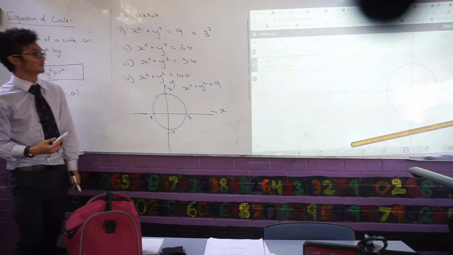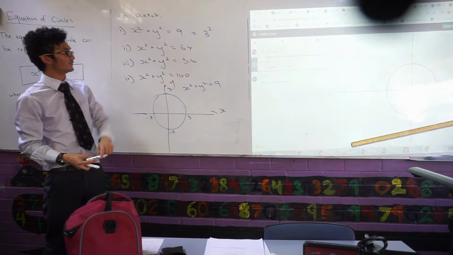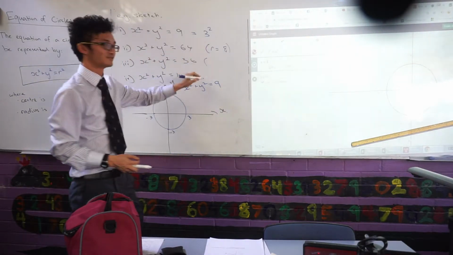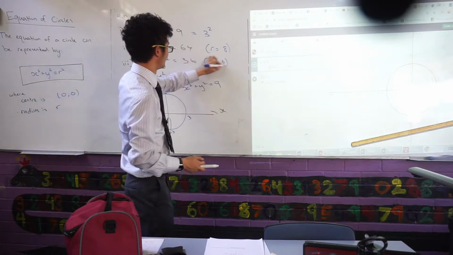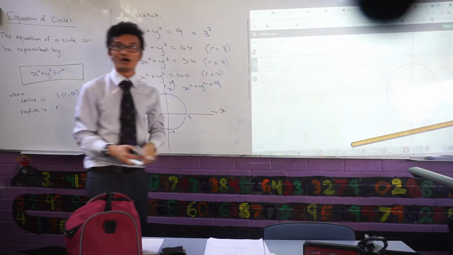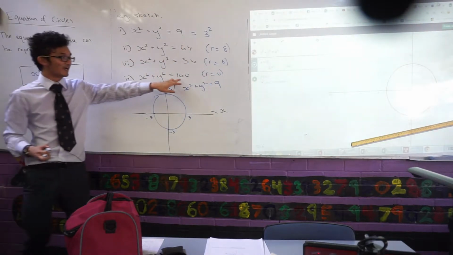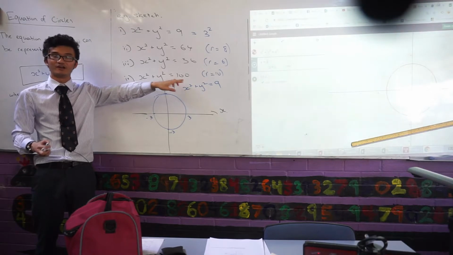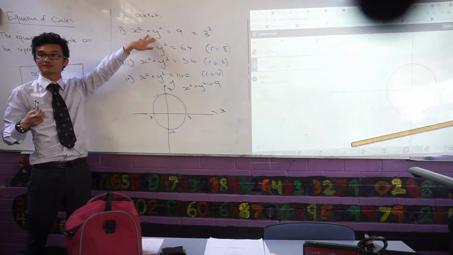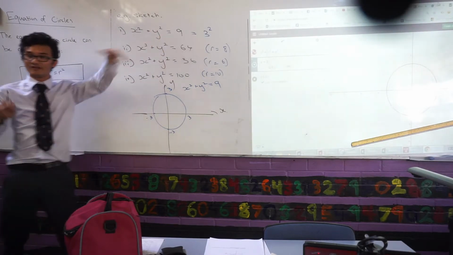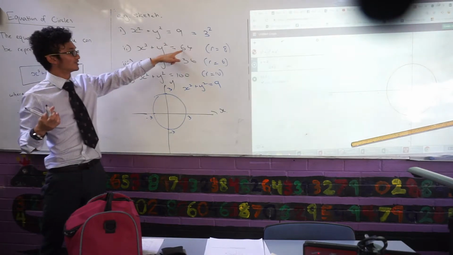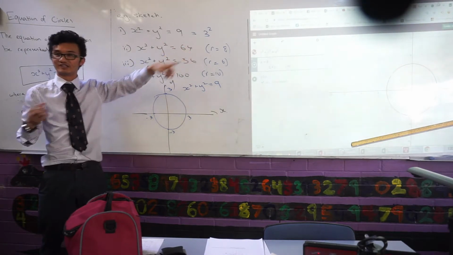So without even sketching them, Corey, what would be the radius of this one? 8. Yeah, 8, cool. Next one? 6. And last one, 10, right? So even before I've actually thought about the equation, a very simple way is just to think, okay, if I see this kind of equation, x² plus y² equals something, that's going to be the graph of a circle. How big is that circle going to be? Well, it's just going to be whatever this value is, and I take the square root.